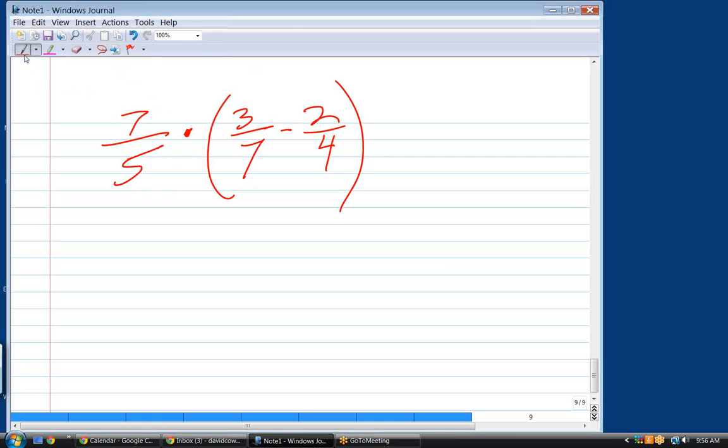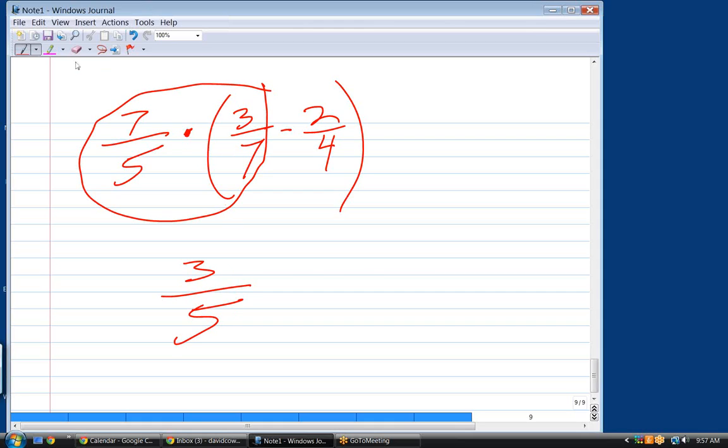So let's try that tactic and see if it's easier, because finding a common denominator here, I got to go all the way to 28. And then once I have everything in 28ths, I'm going to multiply it by 7/5. 5 times 28 is going to be a giant number. So let's see if we can keep our numbers a little smaller. So when I do that, I get 3/5. You see how that happens?